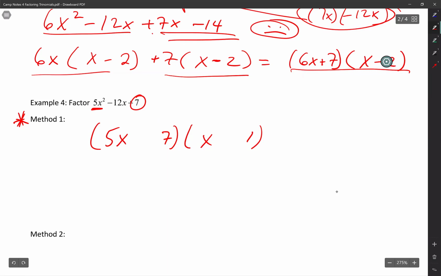See, so 5 times 1 is 5x. 7 times x is 7x. There it is. And since I have a negative here, they both have to be negative. And you're done. 5x minus 7, x minus 1.